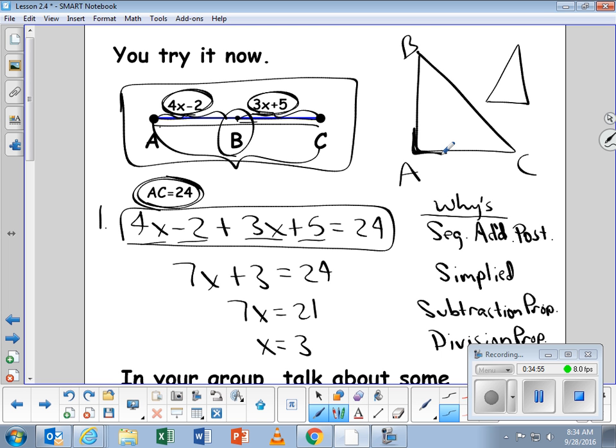Okay, you can assume that that's really true. That's based on the picture. But what the measurements are, the length of the segments, or the measures of the angles, you can't make those assumptions.